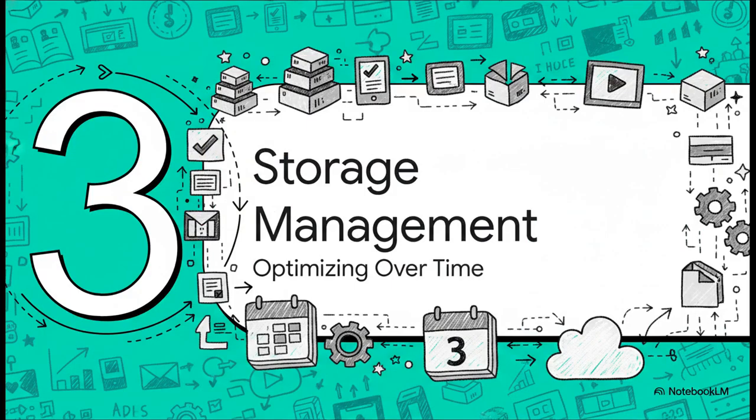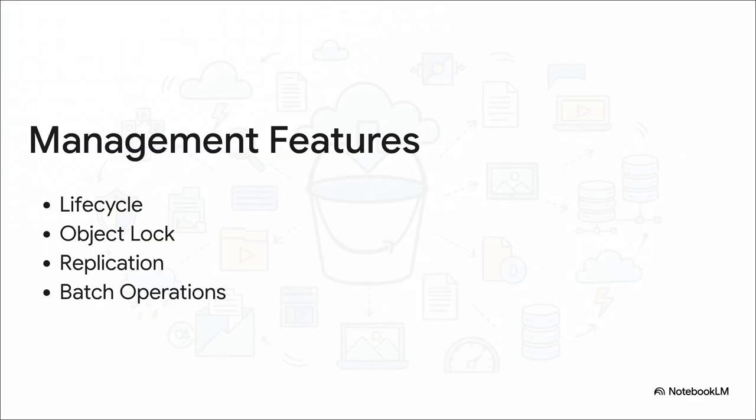Section 3. Storage classes and management. As your warehouse grows, Amazon S3 gives you these fantastic management tools to optimize your assets. You've got S3 Lifecycle rules that automatically shift your older data to cheaper storage classes. There's S3 replication for copying data across regions, super important for disaster recovery. S3 batch operations lets you manage literally billions of objects at once, and a personal favorite, S3 object lock.